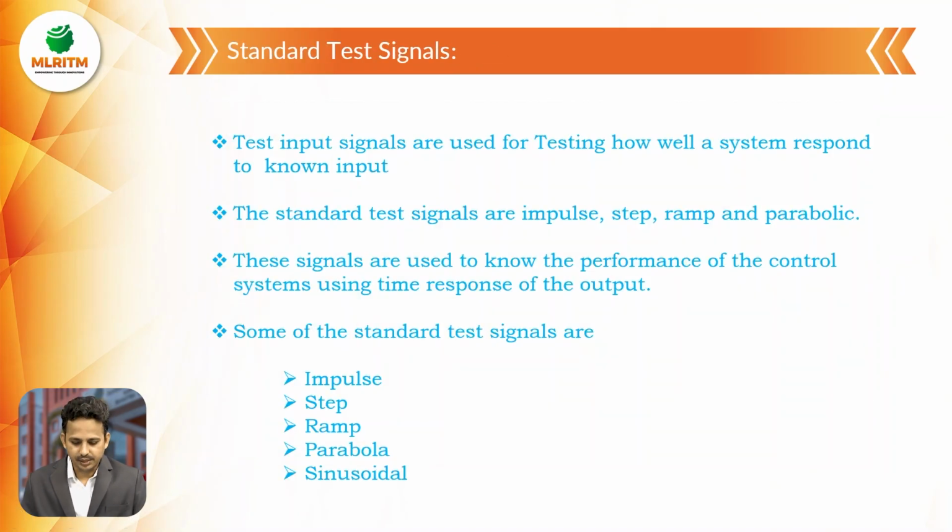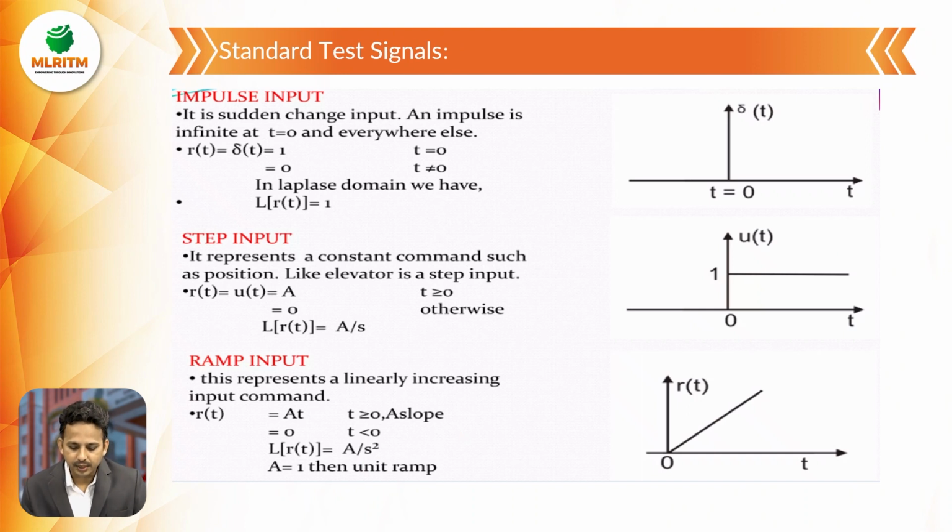Now, the standard test signals. Test input signals are used for testing how well a system responds to a known input. The standard test signals are impulse, step, ramp, parabolic, and sinusoidal. These signals are used to know the performance of a control system using the time response of the output. So these are the standard test signals. We will study them one by one.